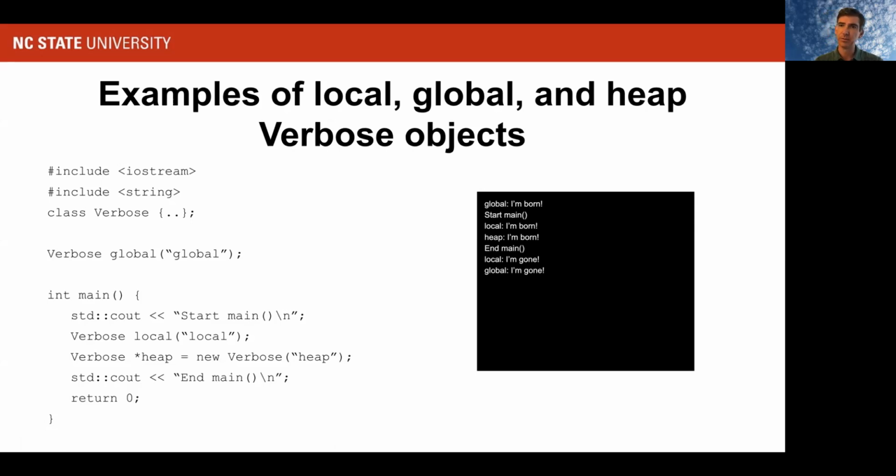Now, one thing to note here is that the heap object never printed out I'm gone. And that's because anything we put on the heap stays on the heap until we explicitly delete it. And in this code, we never explicitly deleted it. And so its destructor never ran. And it basically survived even longer than global and stayed in memory to the end.